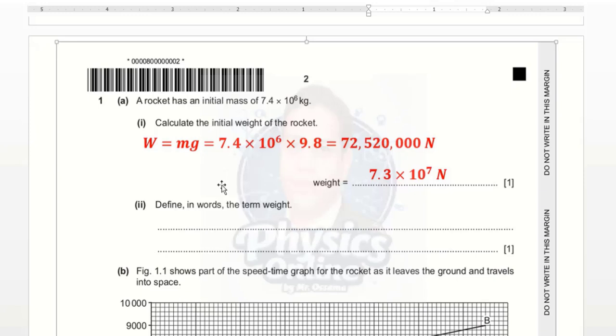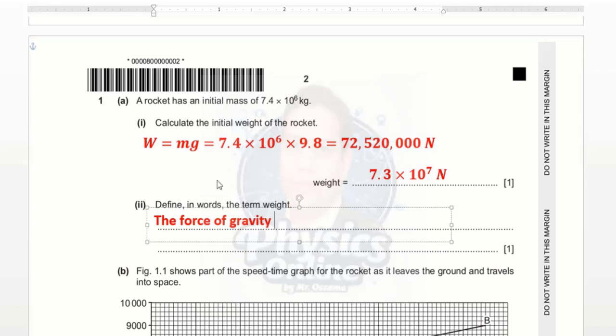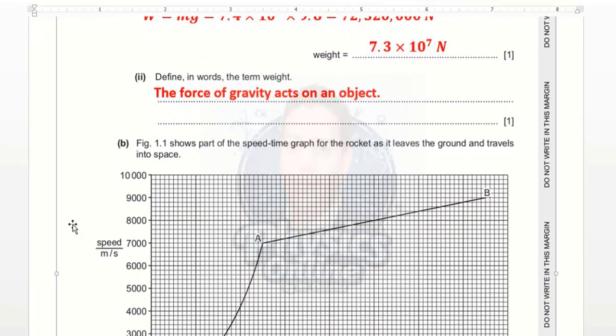Define in words the term weight. Weight is the force of gravity acting on an object. Figure 1.1 shows a part of a speed-time graph for a rocket as it leaves the ground and travels into space.